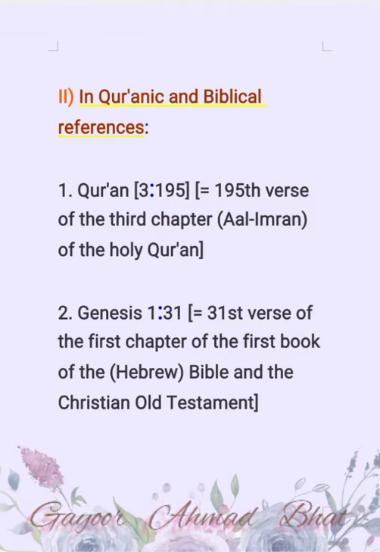For example, number 1, Quran 3:195. 3:195 means 195th verse of the 3rd chapter, Ali Imran of the Holy Quran. Number 2, Genesis 1:31. 1:31 means the 31st verse of the first chapter of the first book of the Hebrew Bible and the Christian Old Testament.